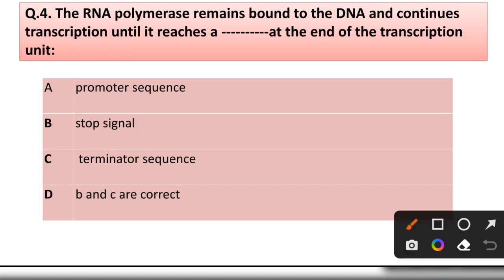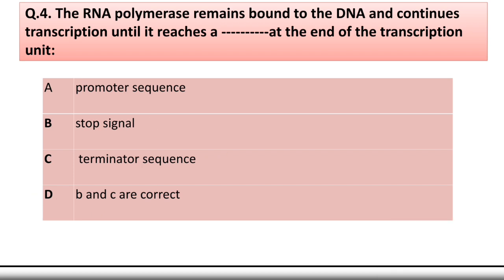Question number 4. The RNA polymerase remains bound to the DNA and continues transcription until it reaches a dash at the end of the transcription unit. Promoter sequence, stop signal, terminator sequence, B and C are correct. Answer is option D, B and C are correct. Stop signal and terminator sequence.